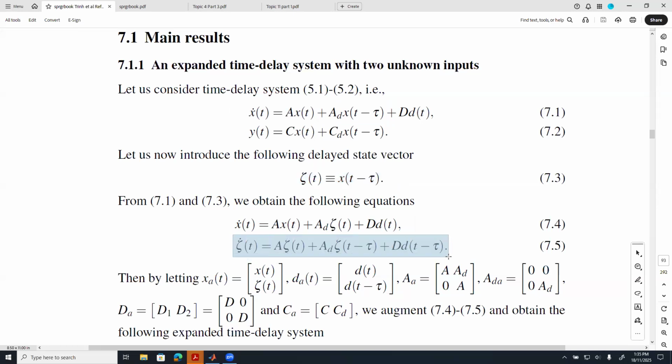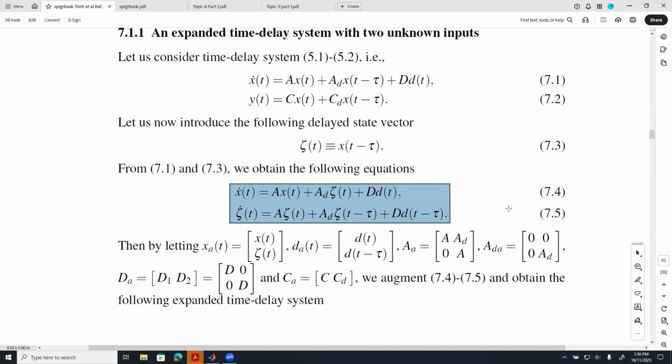Now, bear in mind that in this equation, we have the unknown d(t minus tau) in there because it's actually been delayed by tau. And so we have this equation. So we got two equations together. And so we define a new augmented stack vector. We call it x bar of t, which consists of two stack vectors. One is x of t, and the other one is x(t minus tau), which we call with this name here.